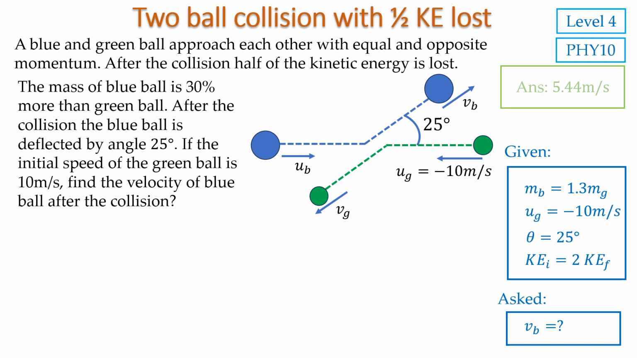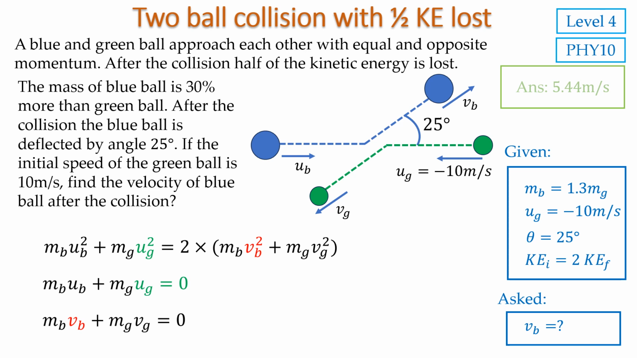Let's write the equations. The first is the kinetic energy equation. The total initial kinetic energy is on the left-hand side, and the final kinetic energy is on the right-hand side. We did not write half in each term, which will be cancelled anyway. We write U_G in green to indicate that it is given in the question, and we show V_B in red to indicate it is being asked.